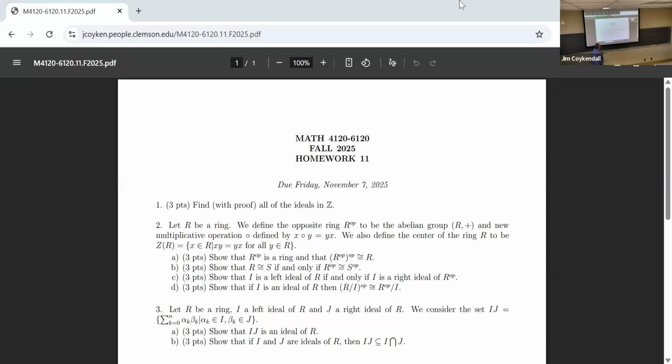And finally, this is something where we talk about what needs to be a product of an ideal. Let R be a ring, let I be a left ideal, let J be a right ideal. And we consider the set IJ, all sums of alpha beta, where alpha lives in I and beta lives in J. Show that IJ is an ideal. It is both a right and a left ideal. And show that if I and J are ideals of R, then the product of the two ideals in this sense is contained in the intersection.